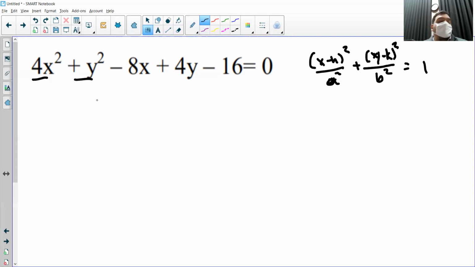So we're going to reorganize. Basically the same concept. We're going to complete the square again. I'll put the x's in front. 4x squared minus 8x.